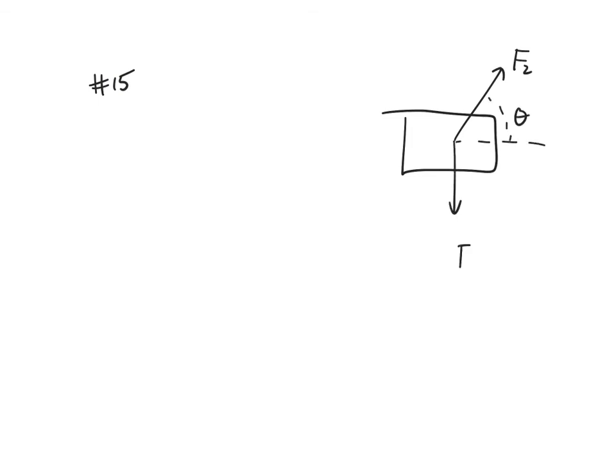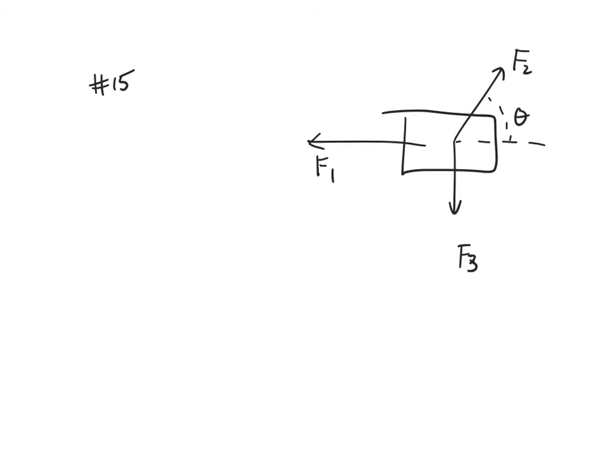Example 15 has a diagram. I'm going to draw that diagram real quick. Here's the object. That's F2. That's an angle theta. That's F3. And that's F1. Okay, this is the diagram we've got.